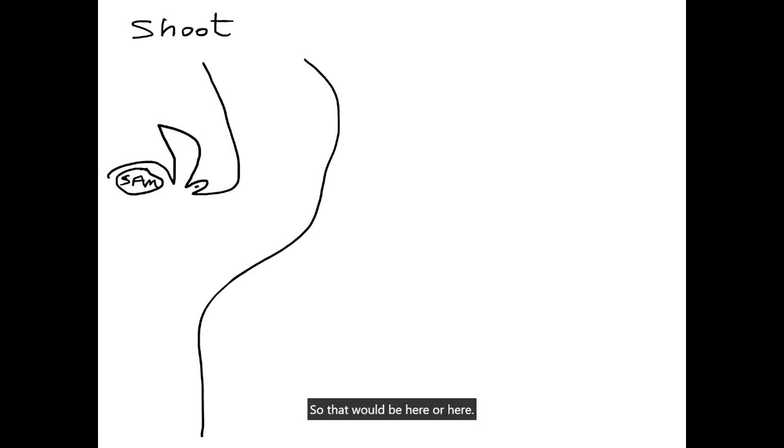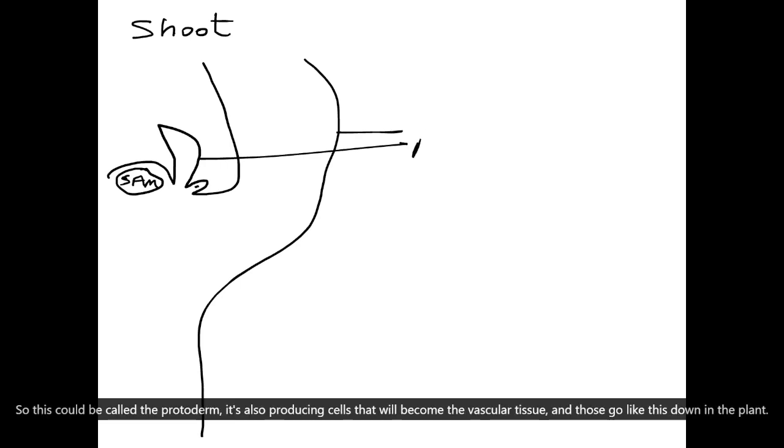As the shoot apical meristem produces cells, it makes these 3 extra meristems, these 3 new meristems. And the one that's on the outermost part of the plant is called the protoderm. So that would be here or here. So this could be called the protoderm.